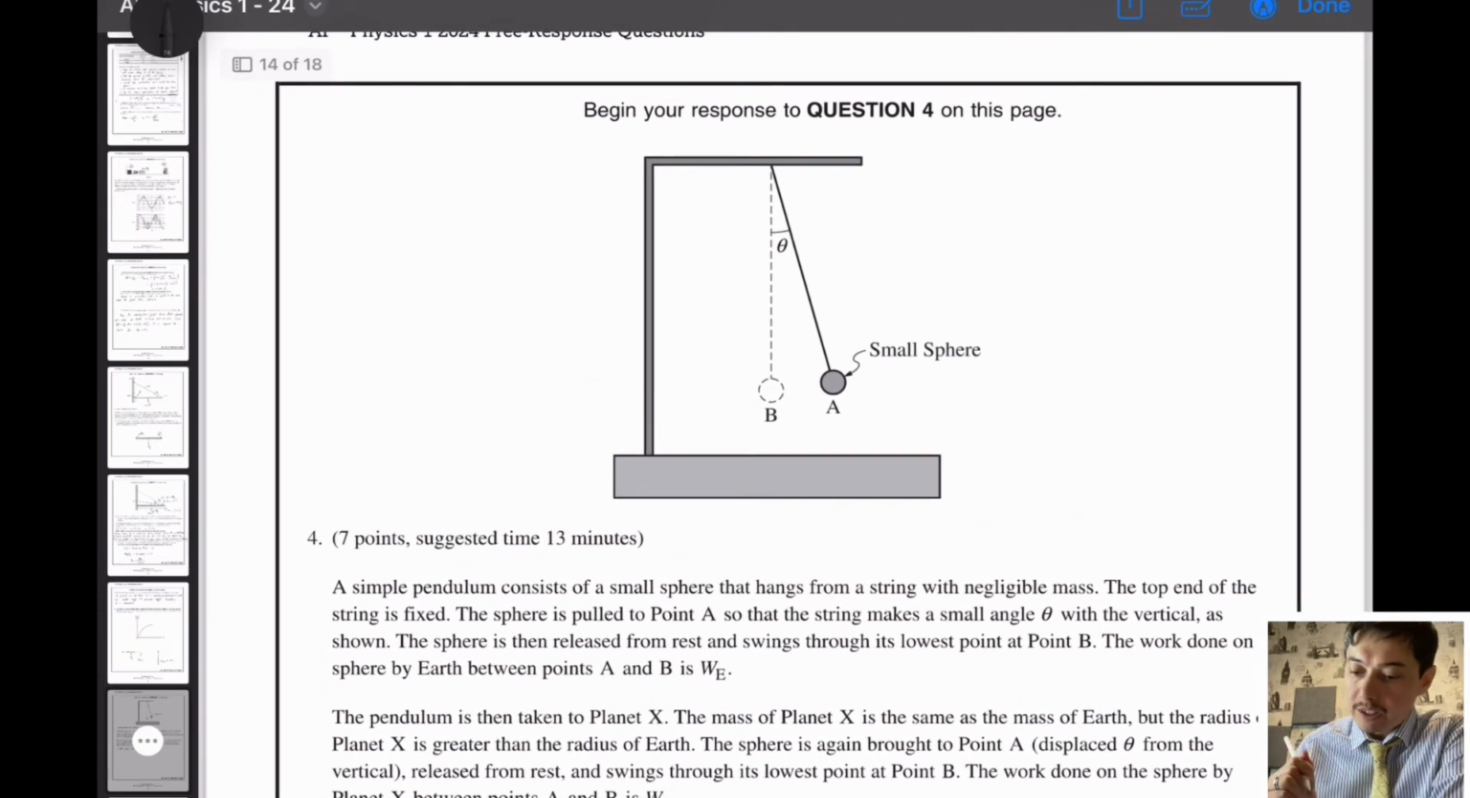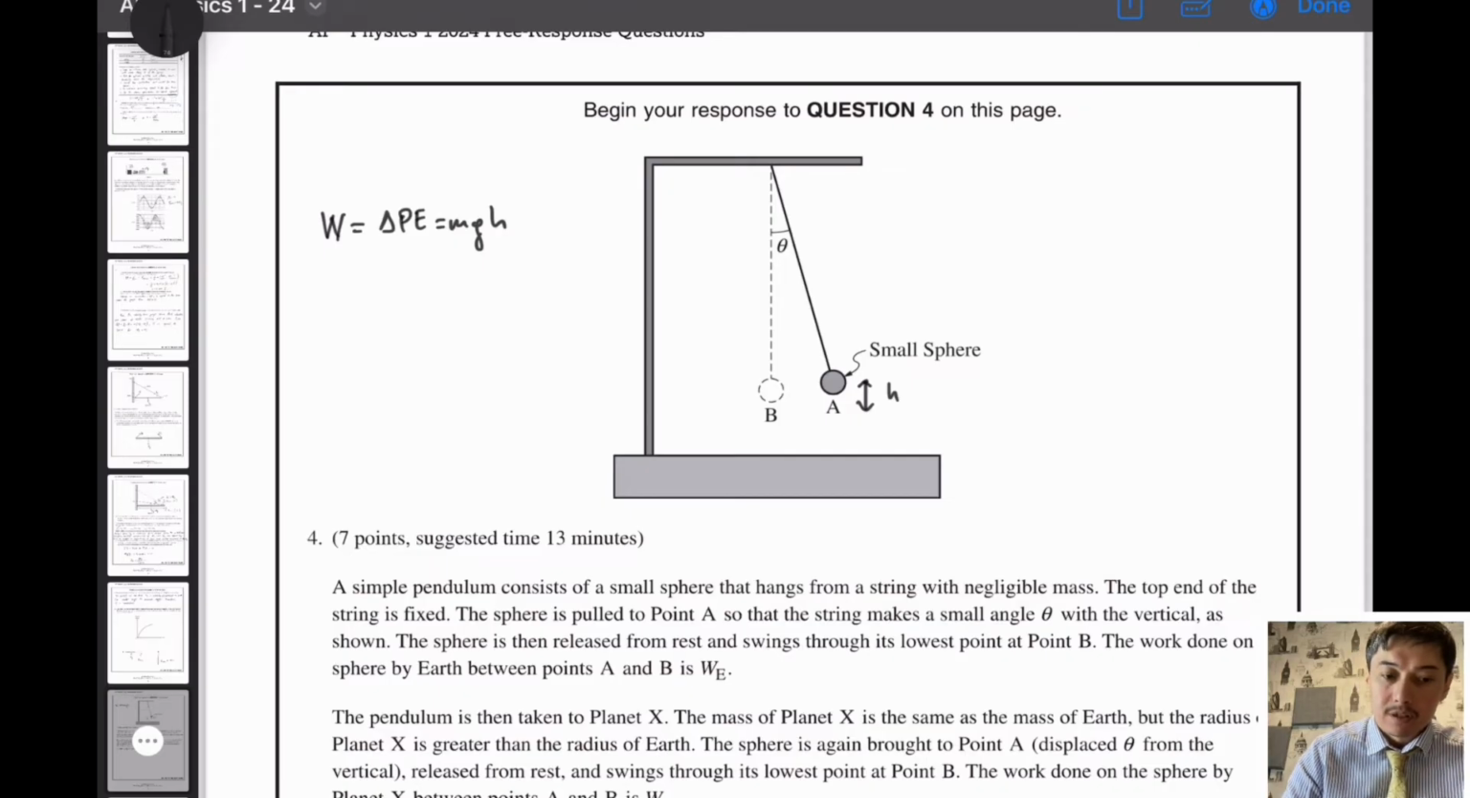So here, let's quickly analyze. We have got point A, which is, let's say, at height of h from the equilibrium. h is vertical height of point A from point B. So here the work done is change in potential energy, which is mgh, right? In both cases, we are going to have same h, but because the planets are different, the g, gravitational strength, might be different. How is it different?